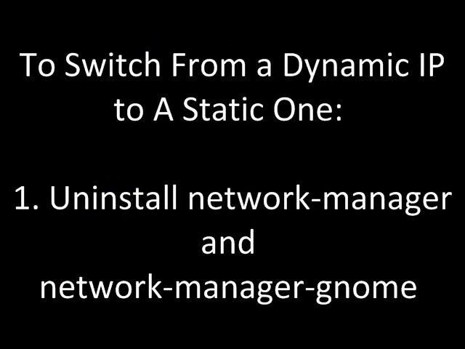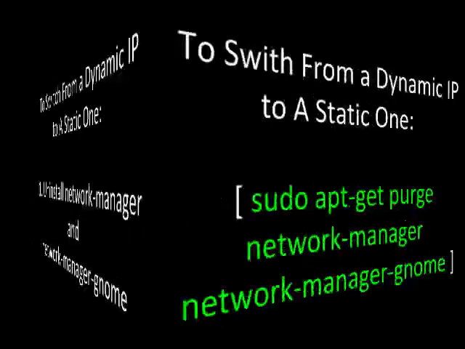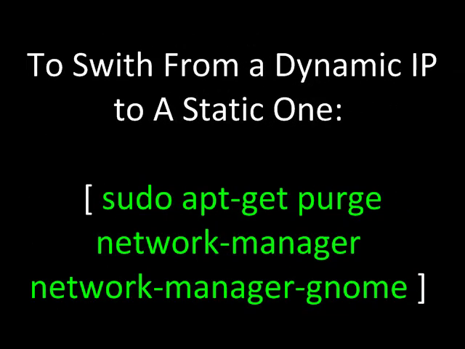To switch from a dynamic IP to a static one, first, uninstall Network Manager and Network Manager GNOME. This tool has current incompatibilities with what we want to do. To do this, use the command sudo apt-get purge network-manager-gnome.